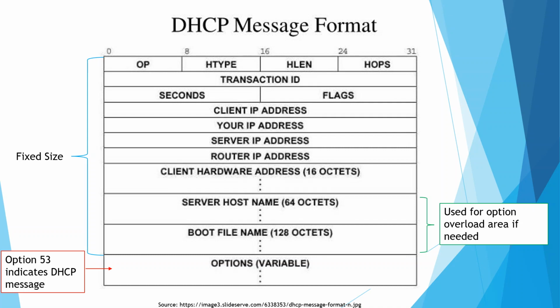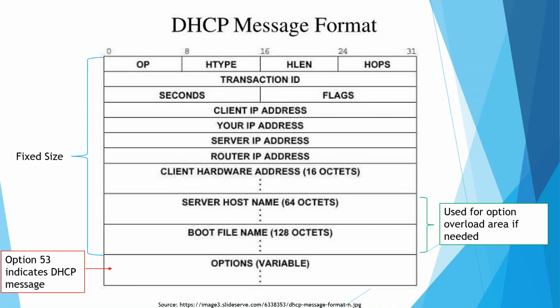Now remember, options is where we extended that functionality, and so option 53 in the variable section of options is where we're indicating a DHCP message. So when we're using DHCP, we will always see option 53 as part of that message.